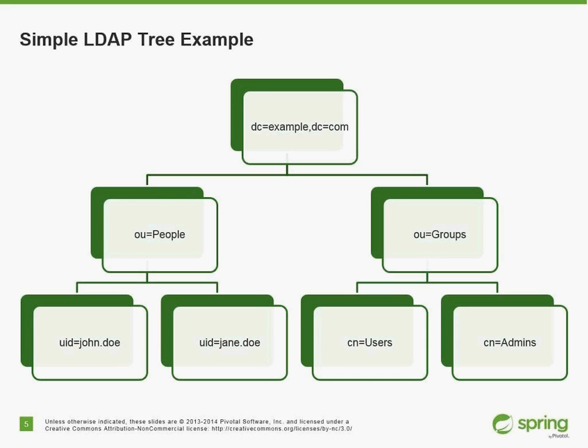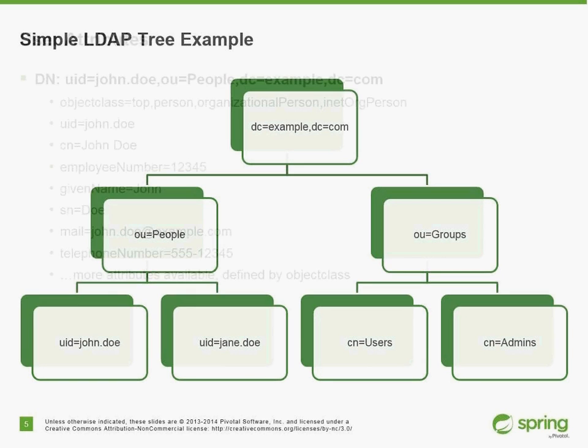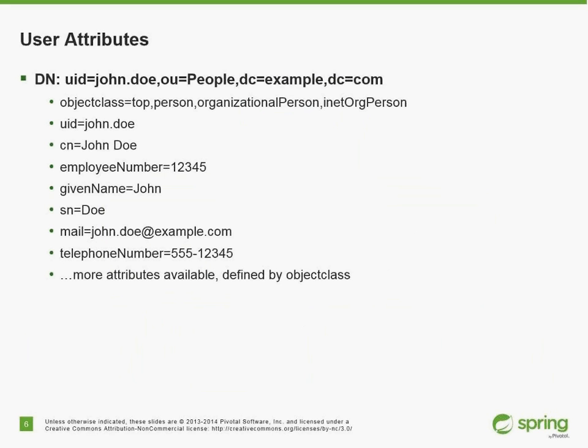Looking at this tree, we can traverse the tree down from the top to the bottom left corner. DC equals example, DC equals com, OU equals people, UID equals John Doe, and that would result in the displayed distinguished name here. So this is the unique identifier of that node.